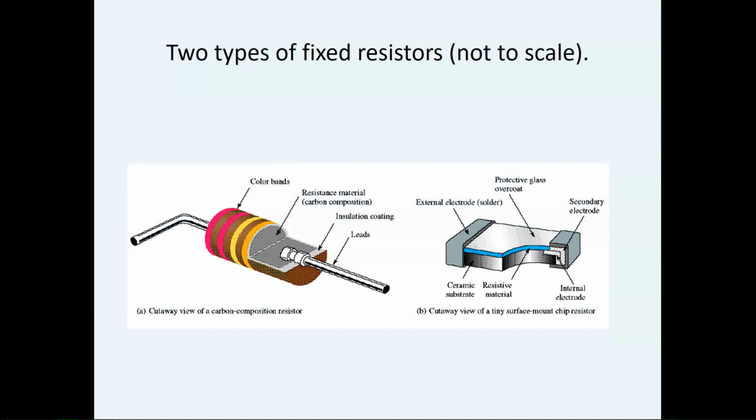So you have color bands that we'll talk about in a minute, but the resistance material in the one with the leads is a carbon composition that carries an insulated coating to keep it from getting too hot and burning stuff around it.